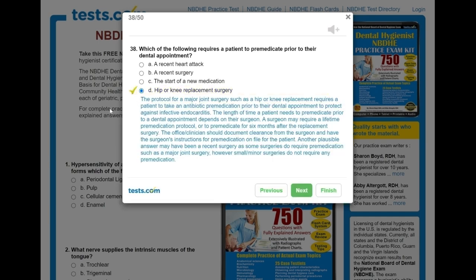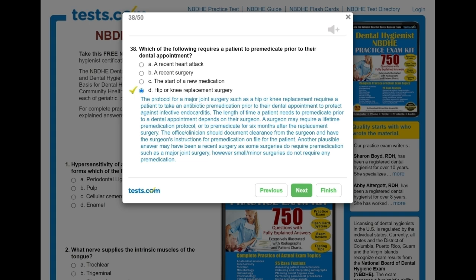D. Hip or knee replacement surgery. The protocol for a major joint surgery, such as a hip or knee replacement, requires a patient to take an antibiotic pre-medication prior to their dental appointment to protect against infective endocarditis. The length of time a patient needs to pre-medicate prior to a dental appointment depends on their surgeon. A surgeon may require a lifetime pre-medication protocol or to pre-medicate for 6 months after the replacement surgery.